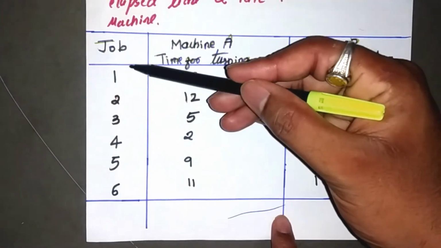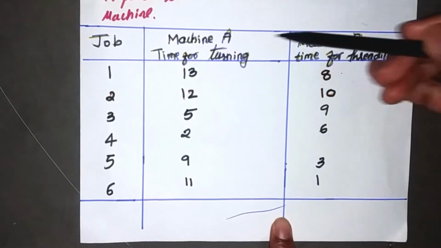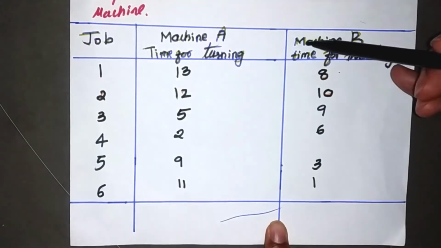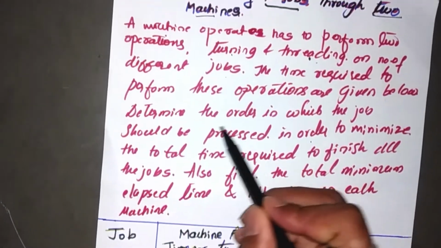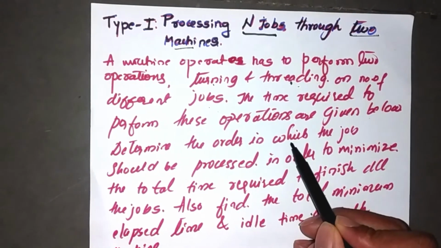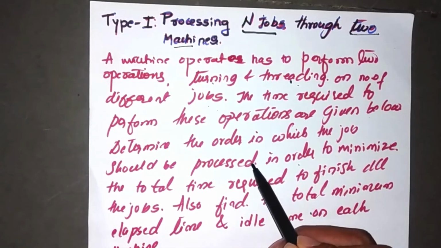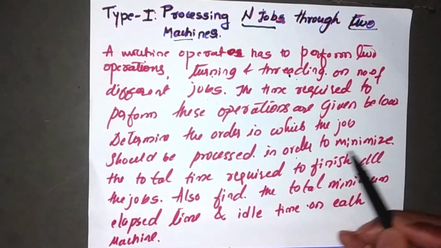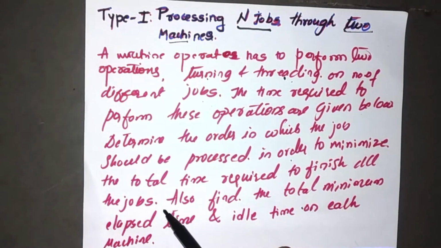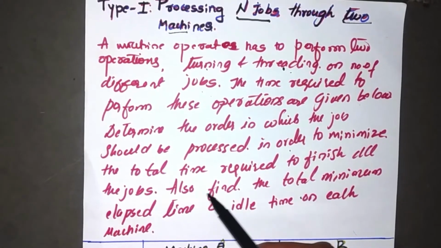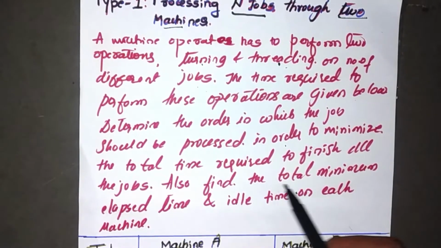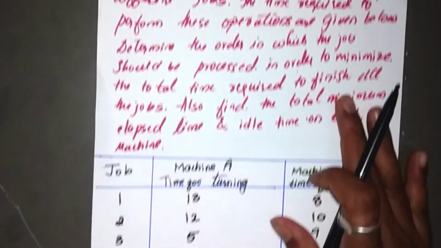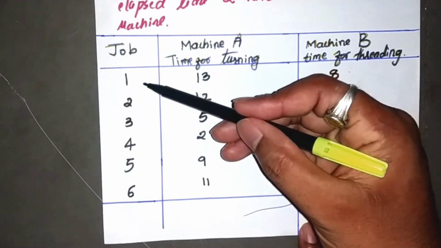In this problem they have 6 jobs and there are 2 machines. And further they have asked to find out the order in which the jobs should be processed. Meaning, they have asked to find out the optimum sequence, so that we minimize the total time required to finish all the jobs. In addition to this, they also asked to find out the total minimum elapsed time and idle time on each machine. So the meaning of the problem here is we have 6 jobs.